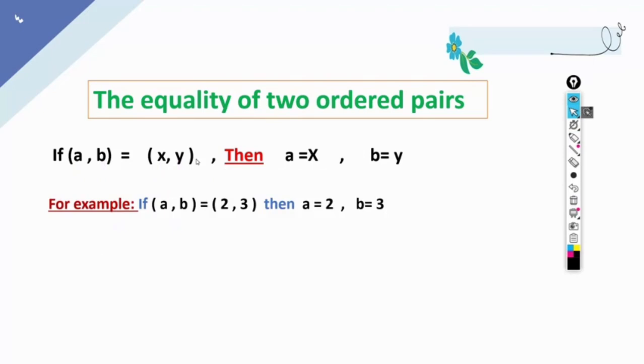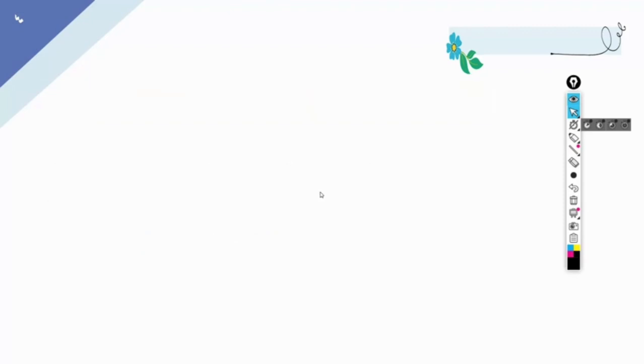For example, if we have (A, B) equal to (2, 3), so A will be 2 and B will be 3. If we have (X, 2) equal to (-8, Y), then X will be negative 8, and Y will be 2.